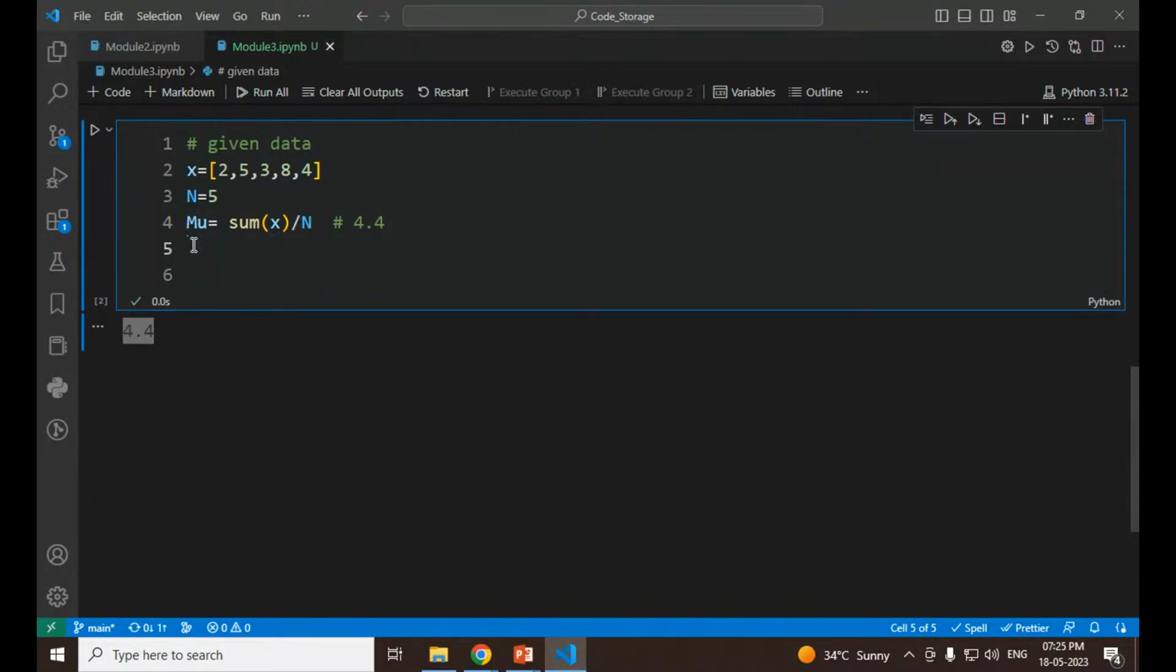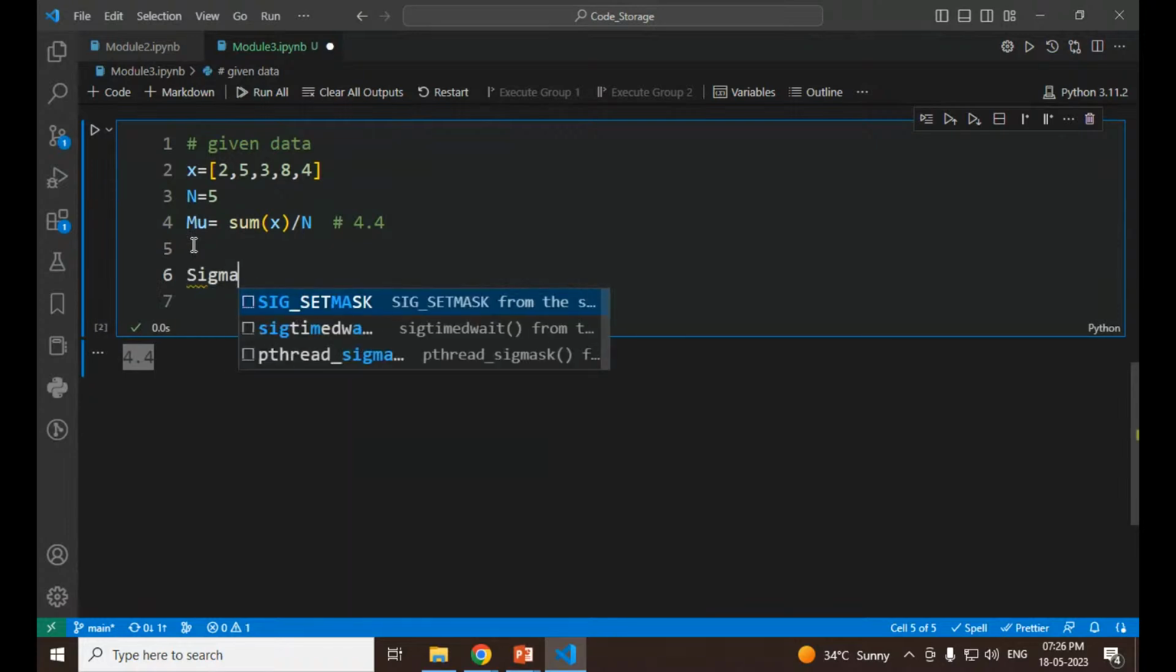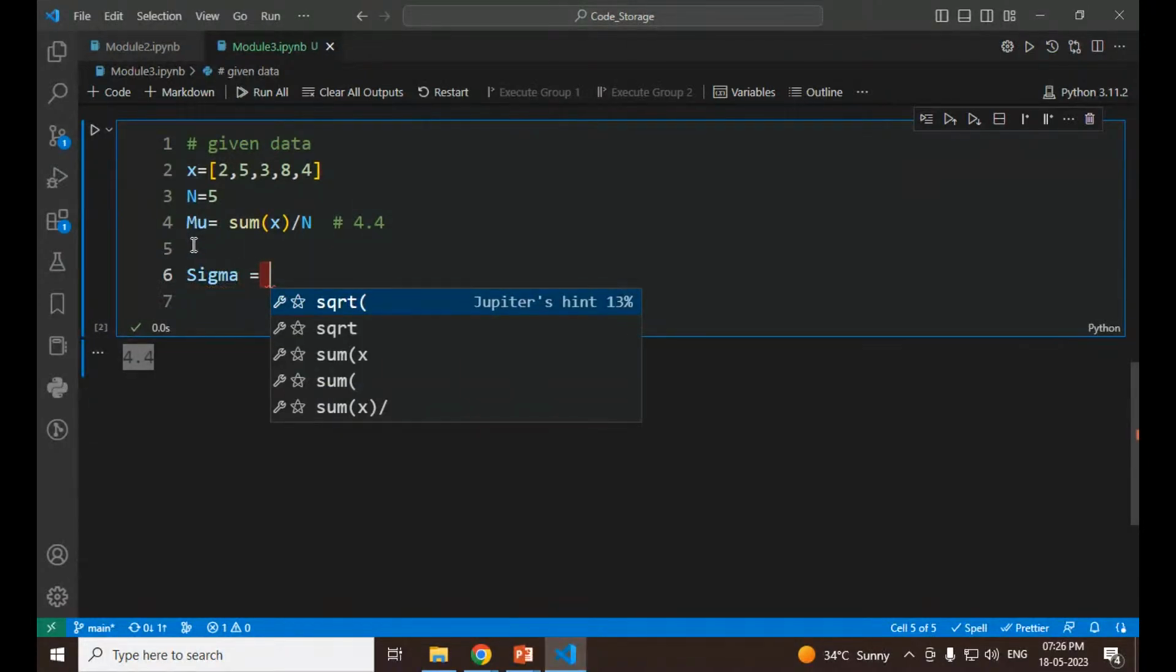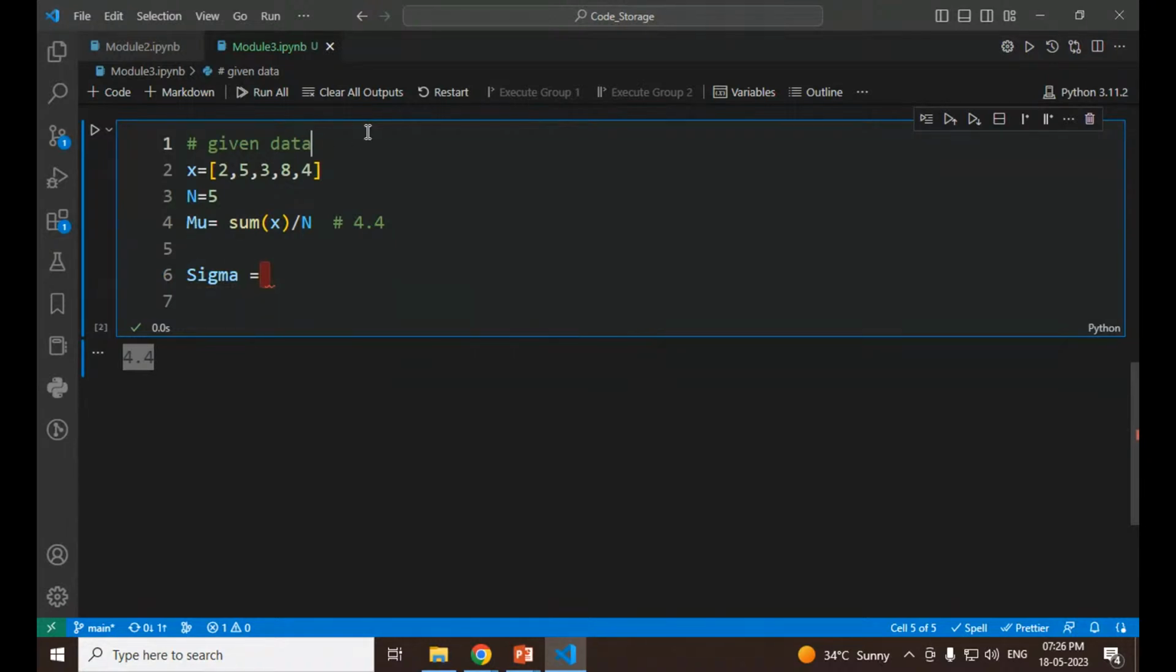What are the other things we need? This is enough. Everything is there. We do everything dynamically. Got it? Let's go ahead with the formula. We wanted to find sigma equal to. I need a square root. So what do I need to import?